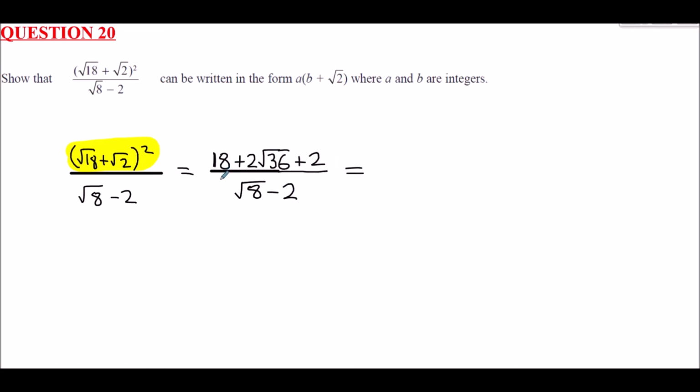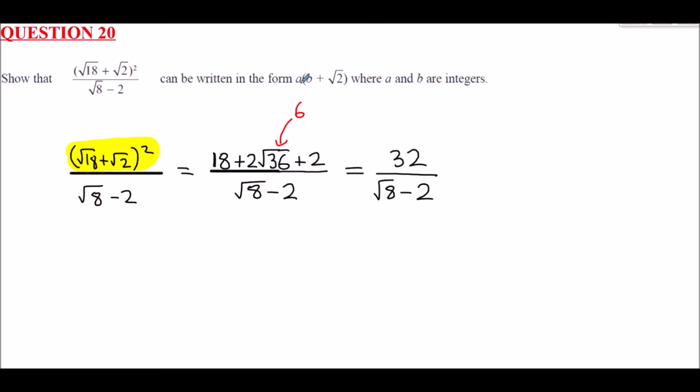Now this top bit we can neaten up. If you were thinking root 36 is 6, well, you were right. So this becomes 18 plus 2 lots of 6. 2 times 6 is 12. 18 plus 12 is 30. Plus 2. The top becomes 32. And that's all over root 8 minus 2. But if we look here, we want to leave it in this form.